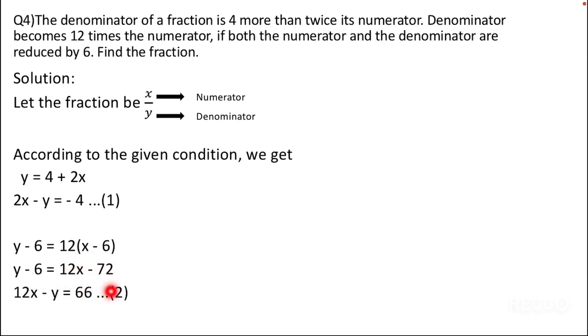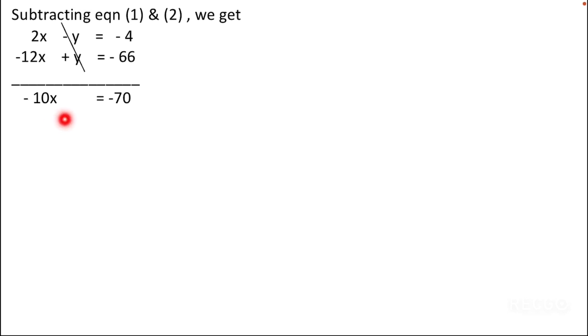Now we've got our two equations, that is equation 1 and 2, and we will solve them simultaneously to get our x and y values. So over here we will subtract the equations 1 and 2. So we get 2x minus y is equals to minus 4, and minus 12x plus y is equals to minus 66. So y will get cancelled, and we get minus 10x which is equals to minus 70. So our x is equals to 7.